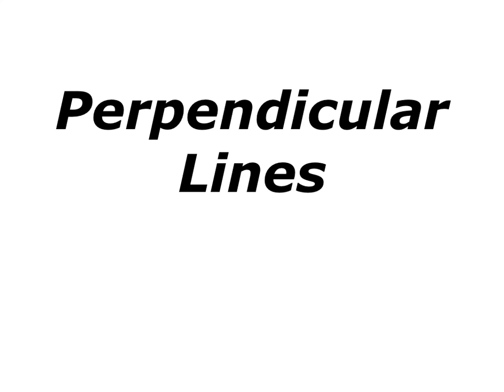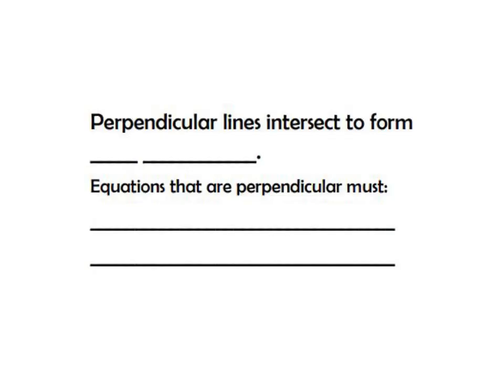All right, ladies and gentlemen, we're going to look at perpendicular lines. Parallel and perpendicular kind of go together in the sense that the slope is what matters. So let's take a second and look at what we have here. Perpendicular lines intersect to form 90-degree angles. Remember, 90 degrees is this. So they will form 90-degree angles when two lines intersect to form perpendicular lines.